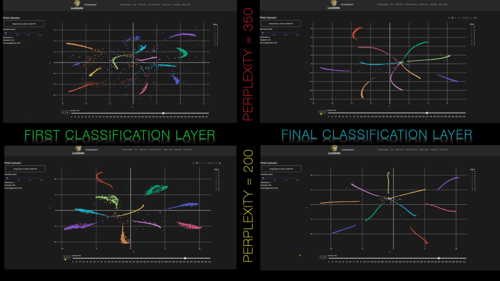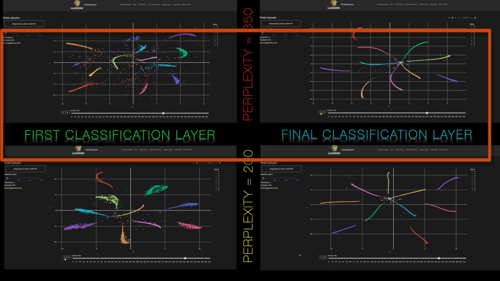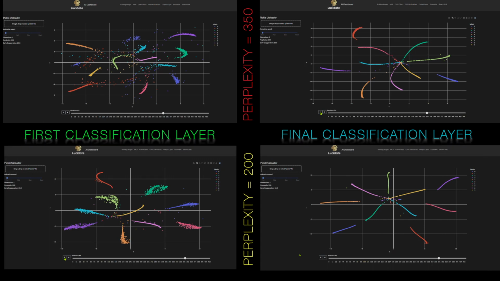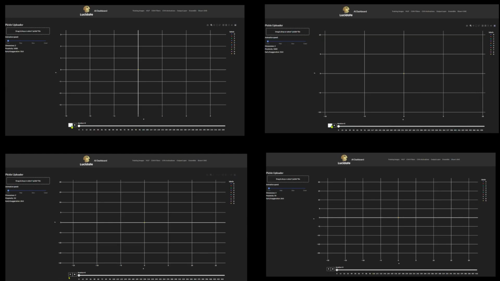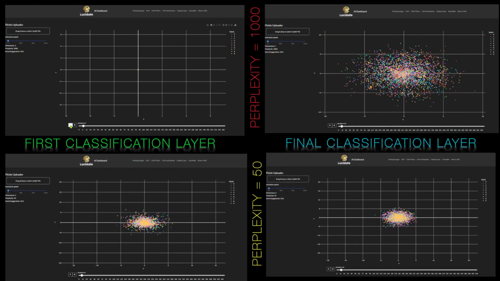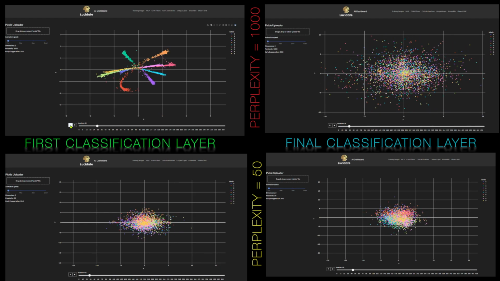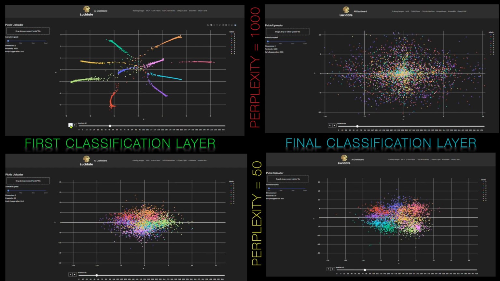There are 3,500 data points in this set, roughly 350 for each digit. In the top row, the perplexity is set to 350. In the bottom row, the perplexity is 200. The perplexity values of 350 and 200 are in the right area for this data. What happens to these plots if we change the values of perplexity? Here we see the same plots as before, but with the perplexity set to 1000, which is too high, and 50, which is too low.